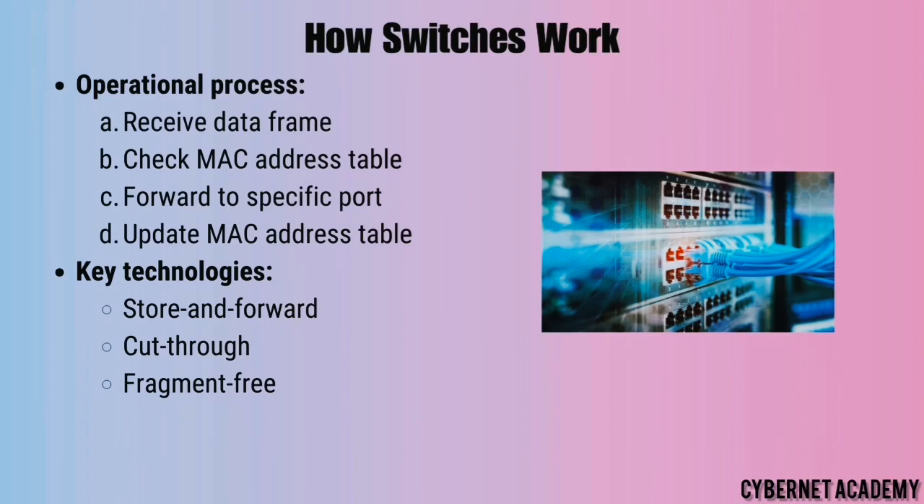not to all devices. This is much more efficient than older methods where data was sent to all devices, causing traffic jams. Switches can handle millions of these operations per second, keeping your local network running smoothly. Some advanced switches can even prioritize certain types of data, like giving video calls the fast lane during rush hour.